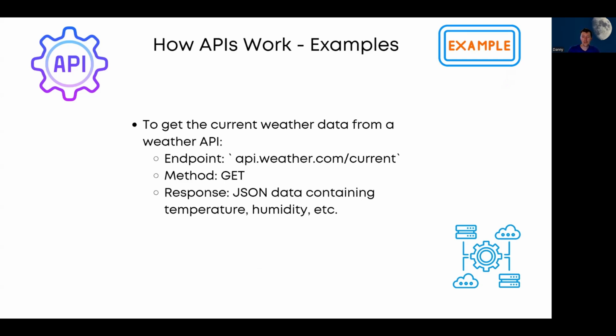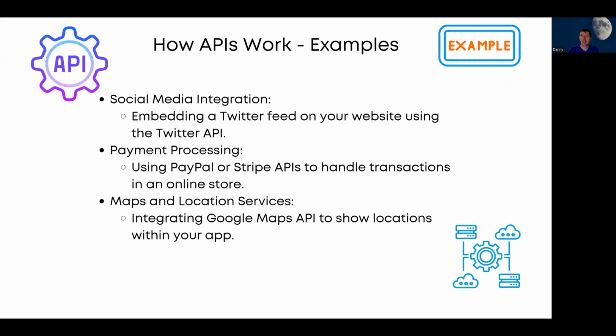So for instance, just a couple of quick examples, you could get the current weather data from a weather API. Imagine an endpoint like api.weather.com/current, you use the get method, and the response would be JSON data containing temperature, humidity, etc. for that specific time and region. Social media integration, so you could embed a Twitter feed on your website using the Twitter API. A popular one is payment processing, so using PayPal or Stripe APIs to handle transactions in an online store. Or maps and location services, integrating the Google Maps API to show locations within your app. These are all great examples of how you can extend your projects without having to do all the work of creating something somebody else already created.